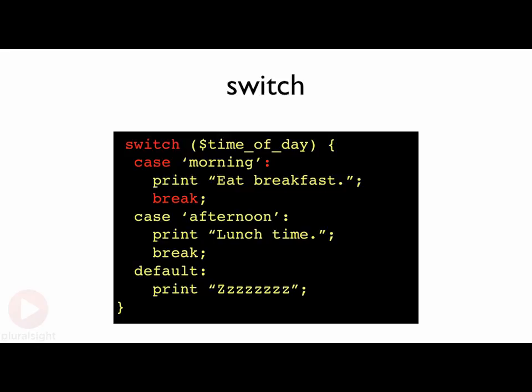So if time of day is equal to morning, then it'll print "eat breakfast". The second case is of afternoon. So if time of day is not equal to morning, then it'll move on and check to see if time of day is equal to afternoon. If that's true, then it'll print "lunchtime". Finally, much like an else clause, if none of the previous conditions evaluate, then the default syntax can be used, in which case it'll just print z's.